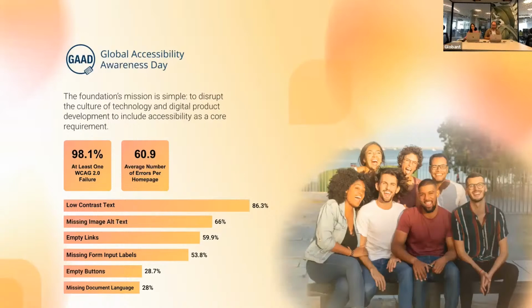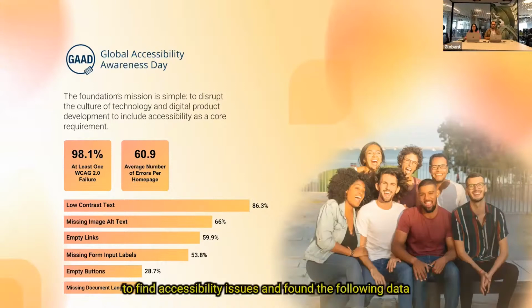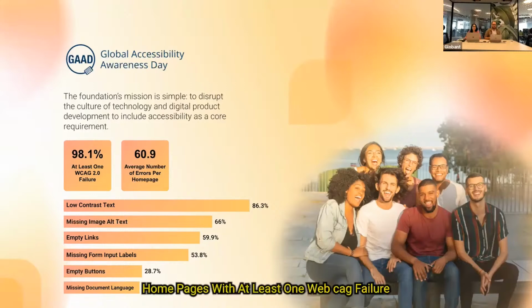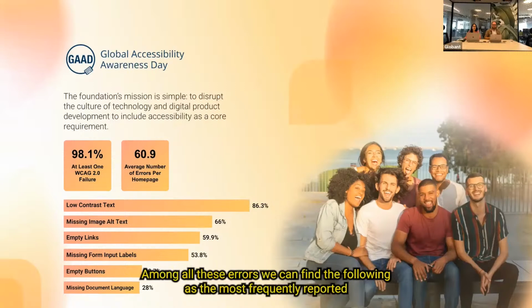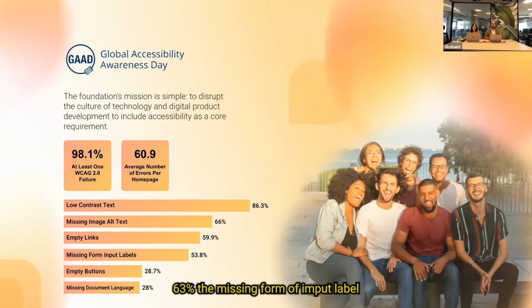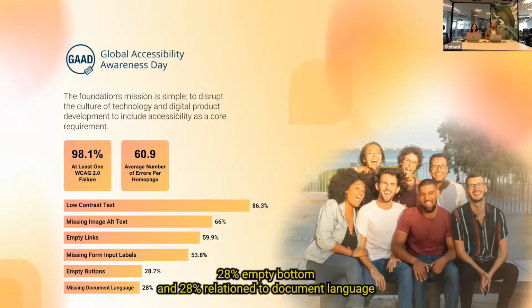In 2020, WebAIM analyzed 1 million landing pages to find accessibility issues and found the following data: 98% of home pages had at least one WCAG failure, with an average of 16 errors per home page. Among all these errors, the most frequently reported are: 86% related to low contrast text, 66% to missing image alt text, 59% to empty links, 63% to missing form input labels, 28% to empty buttons, and 28% to document language. But we will talk about them later on.